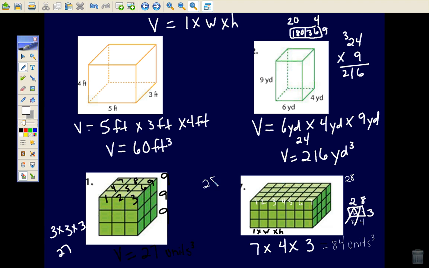I can even add it 3 times if I wanted to. 8 3 times is 24. Regroup 2. 2, 4, 6, 8. 84. I still get the 84 cubic units.